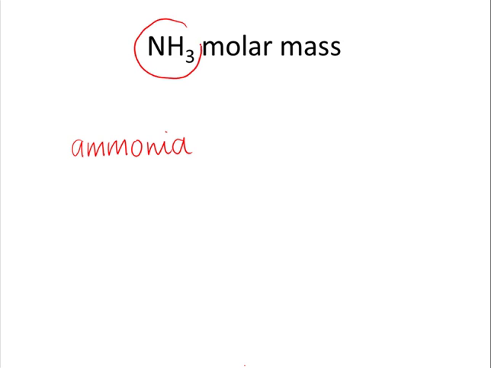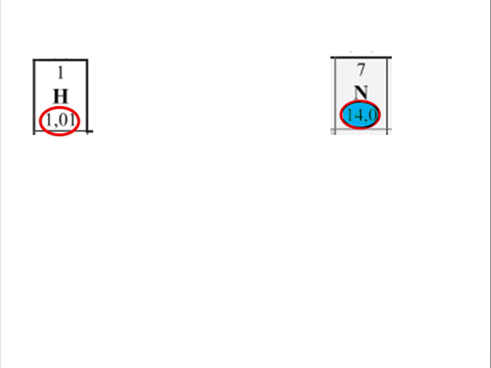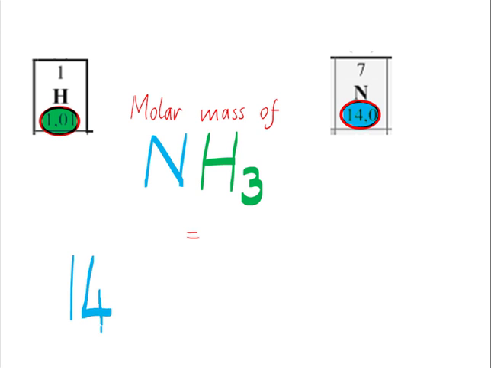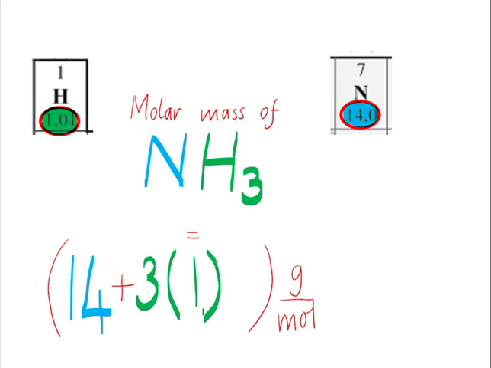Ammonia. The formula of ammonia is NH3. We can see that nitrogen's molar mass is 14 grams per mole and hydrogen 1 gram per mole. So a mole of ammonia has a mass of 14 grams for the N and 3 times 1 for the 3 H's. So that makes 14 plus 3, 17 grams per mole. Ammonia's molar mass, 17 grams per mole.